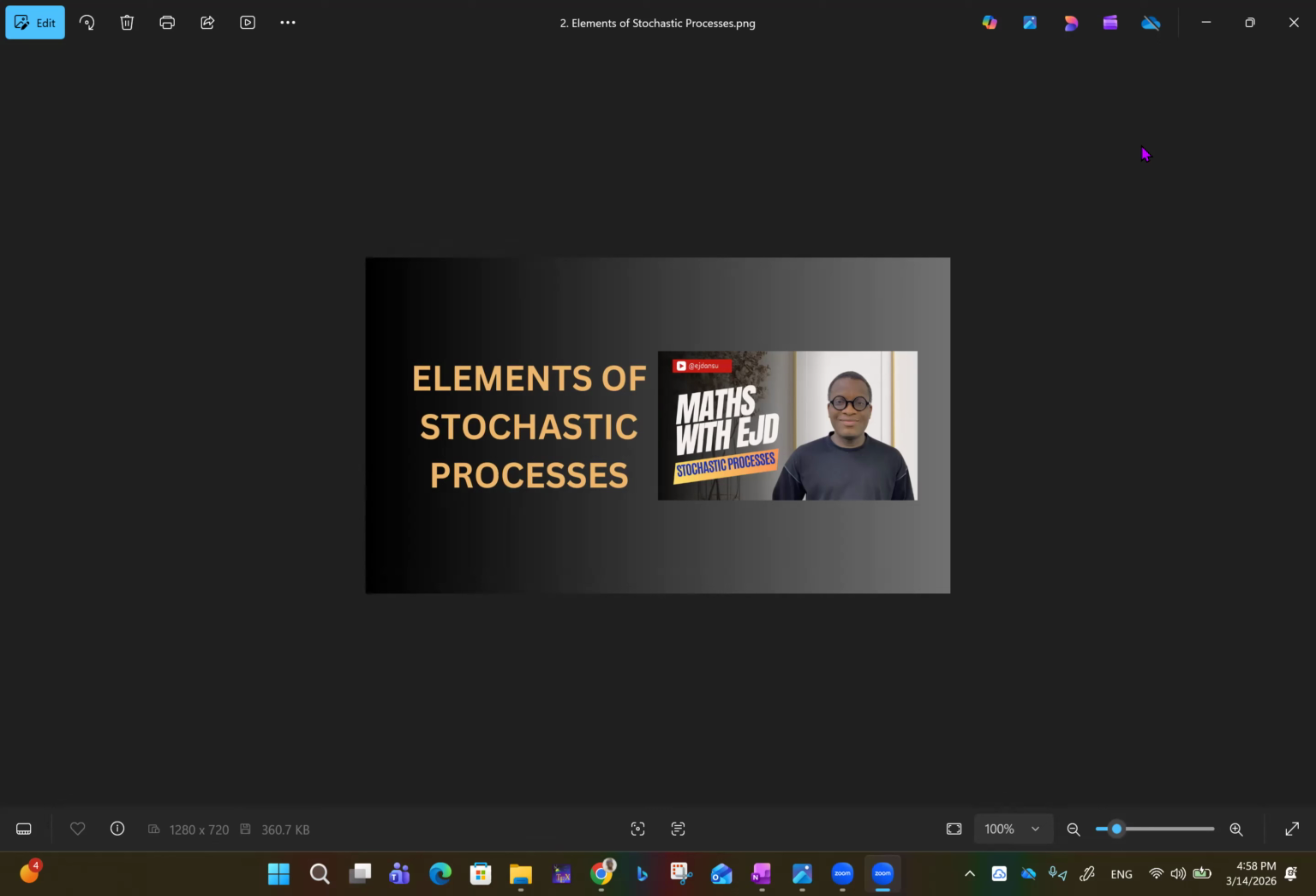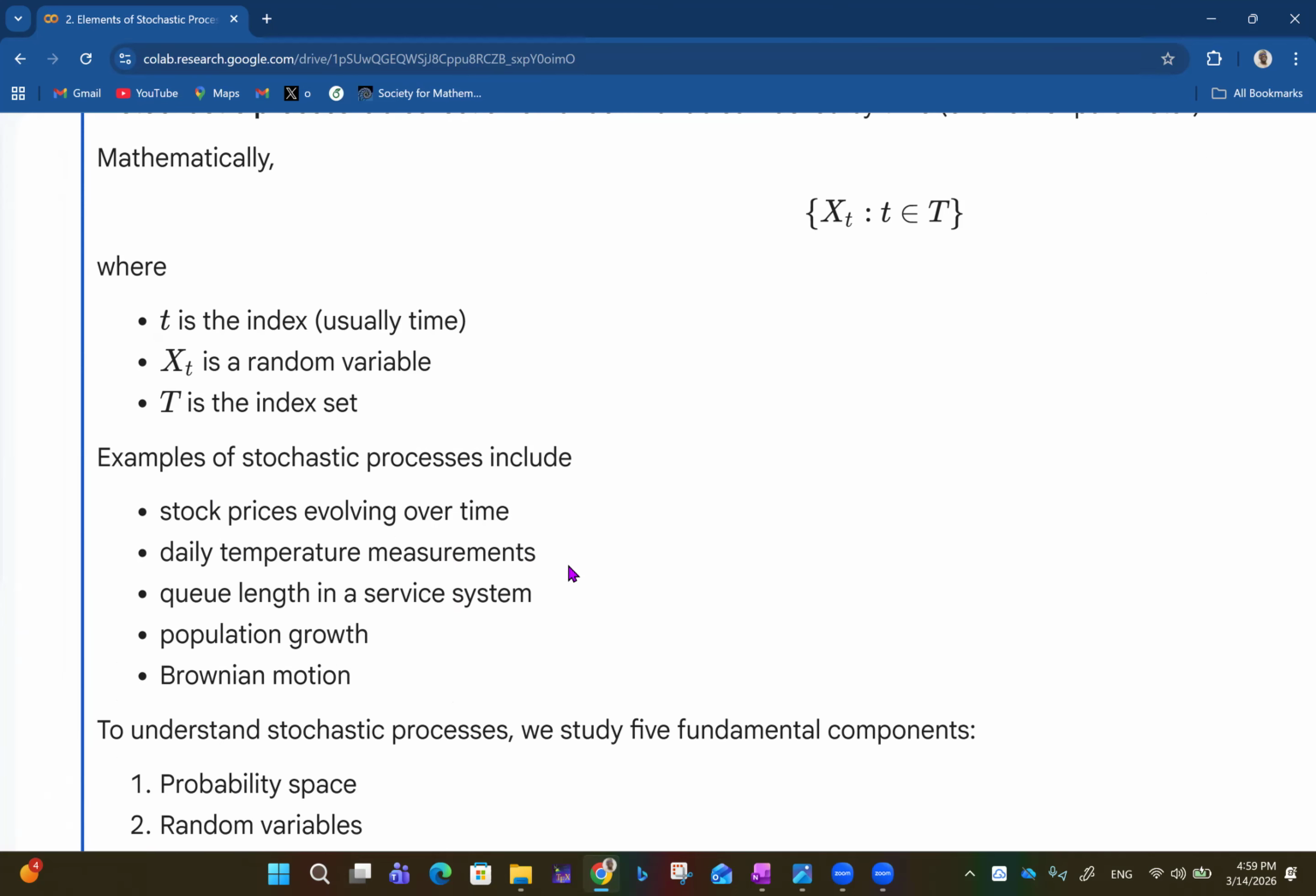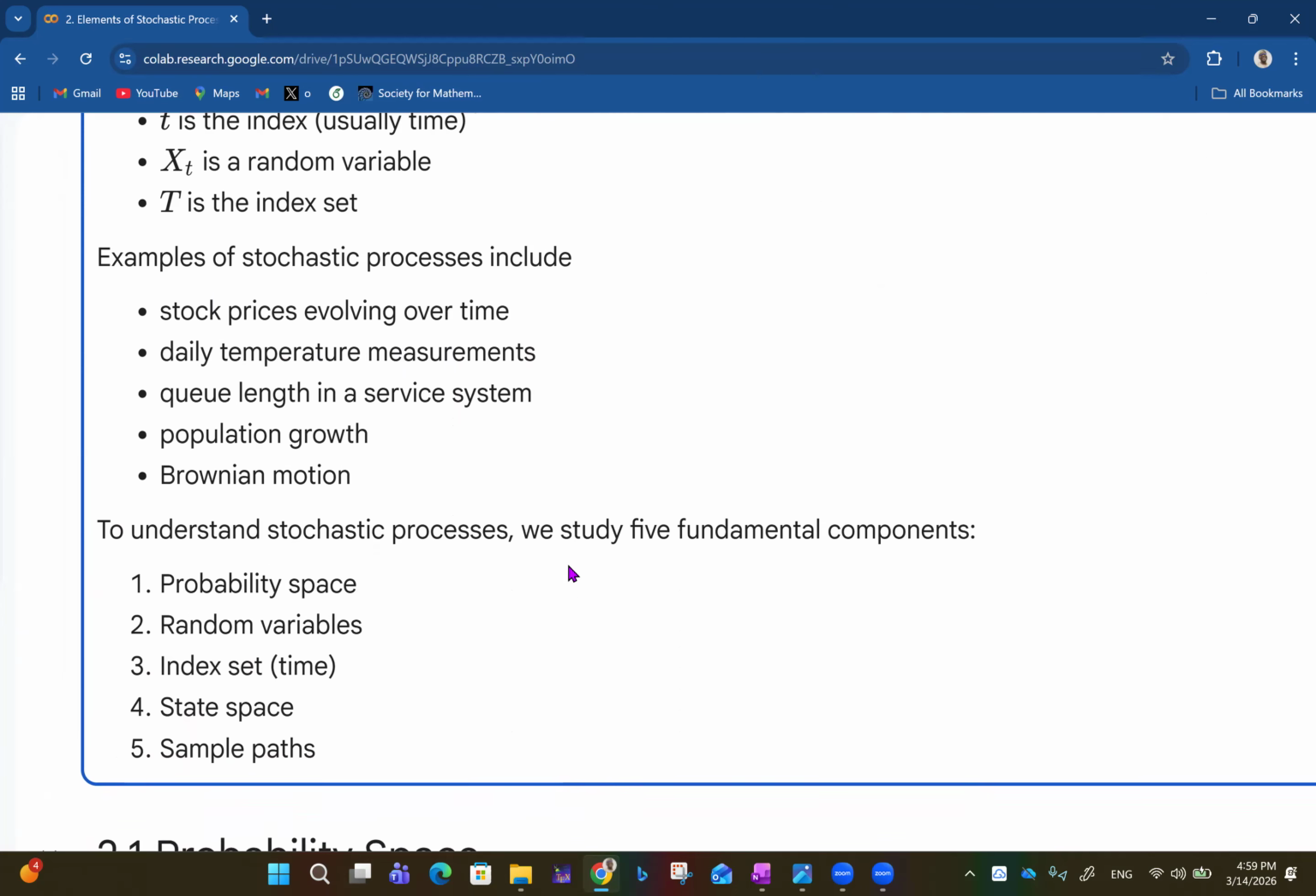A stochastic process, of course, is a collection of random variables indexed by time or another parameter. It could be time, it could be whatever else you're looking at. So you have X(t) such that t belongs to T, where t is the index, usually time, and X(t) is the random variable itself, and T is the index set, all the times available to the system. That's what the index set means.